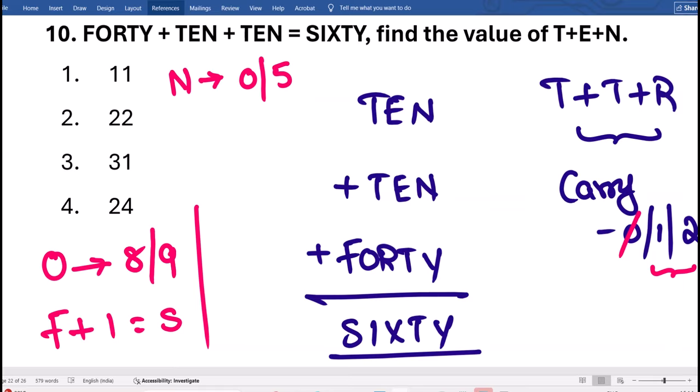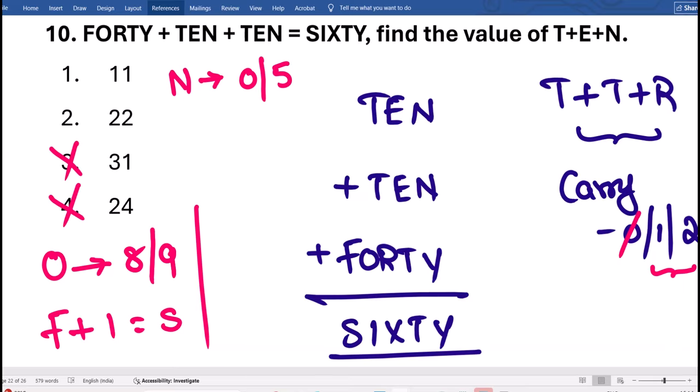In fact, as per the options, you can eliminate option 3 and 4. Why you eliminate option 3 and 4 is, TEN maximum 987 only you can take. All are different. Maximum 987, 9 plus 8 plus 7 is 24. Your answer should be 24 or less than that. It cannot be 31. Even you know N value is now 0 or 5, you cannot get 24 also. I think you can go with that options. In fact, we'll get it easily, 11 or 22, with N value 0 or 5.